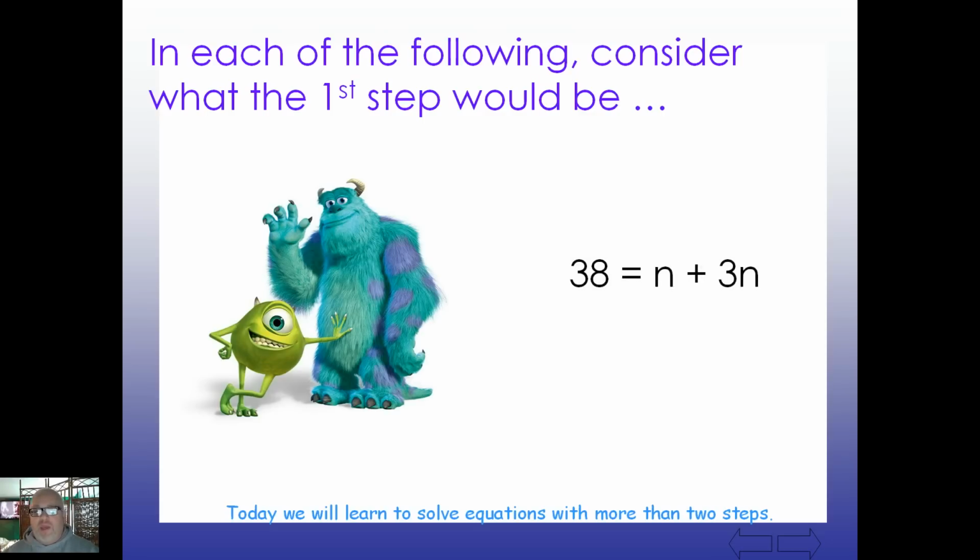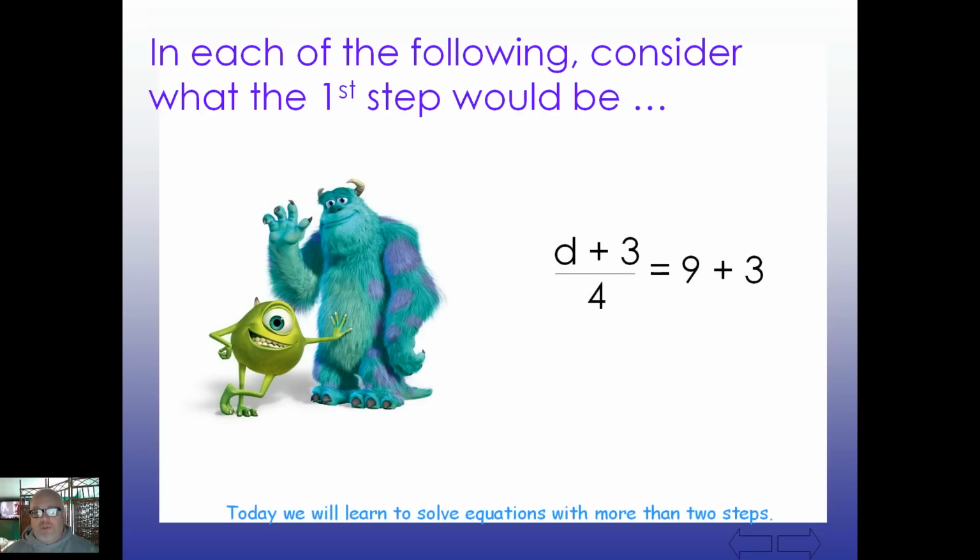How about this one? 38 equals n plus 3n. In this case, the first step would be to simply combine them. So you should end up by adding the 1n to the 3n, which would give you 4n on the right-hand side. What about this one? y plus 5 over 4 equals 21. Hopefully you thought to multiply both sides by 4.